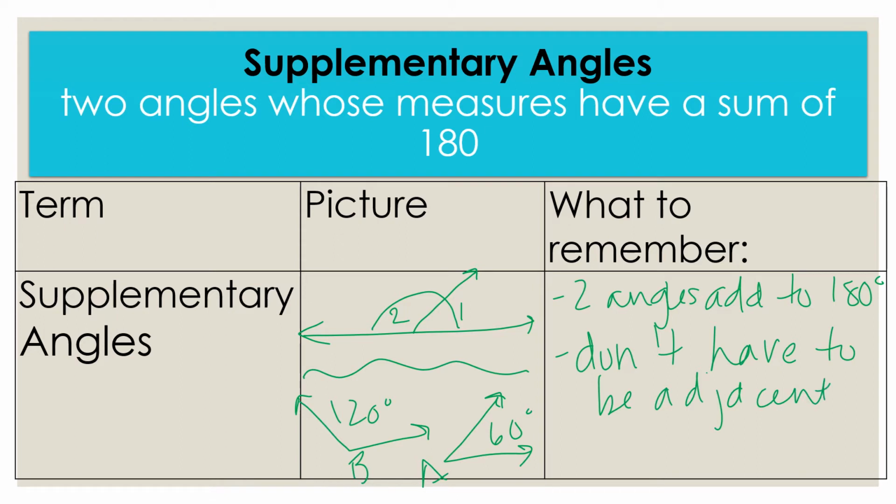So that's the difference between this one and this one. The top one is adjacent, the bottom one is not. Supplementary, the word up is in there, so you could think that 180 is up above 90 degrees.